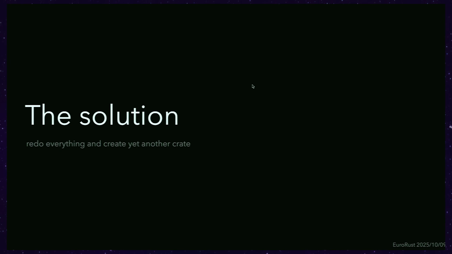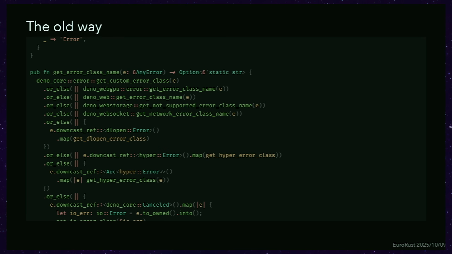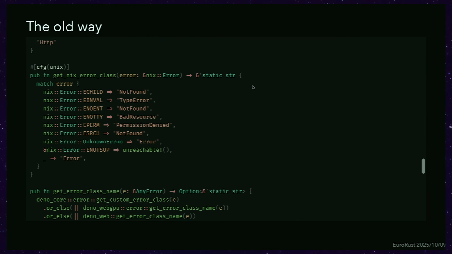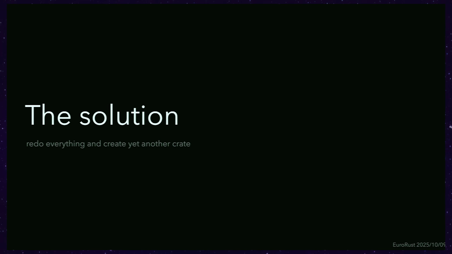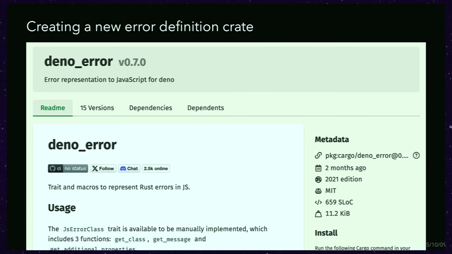Redo everything and create yet another macro crate to add even more macros to the mix. And the reason for a new macro is we need to somehow define the definition of errors in JavaScript instead of having all these weird match statements we have up here. So let's create a new crate that is called Deno_error.